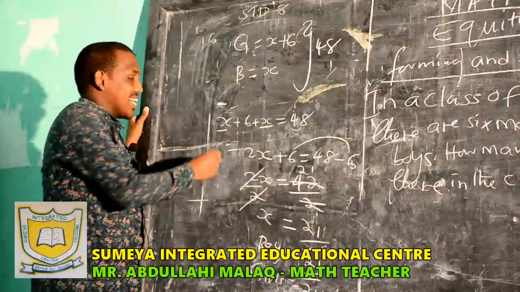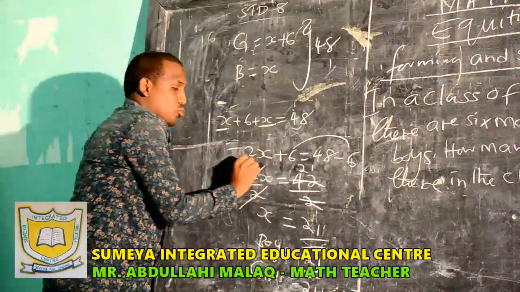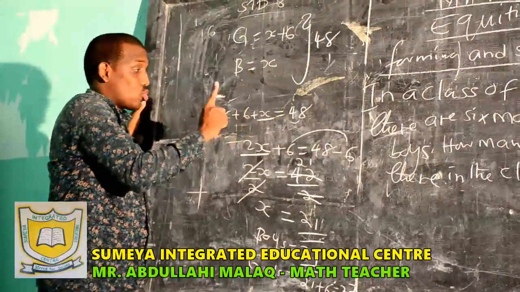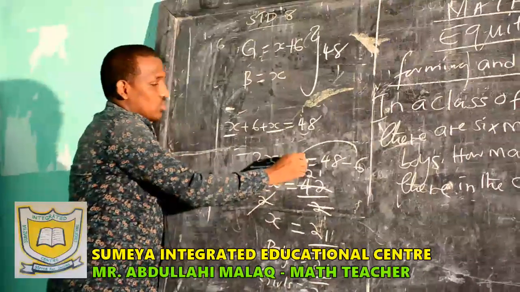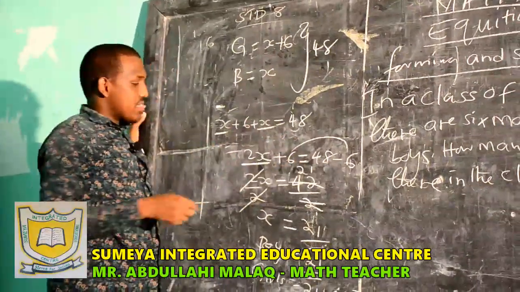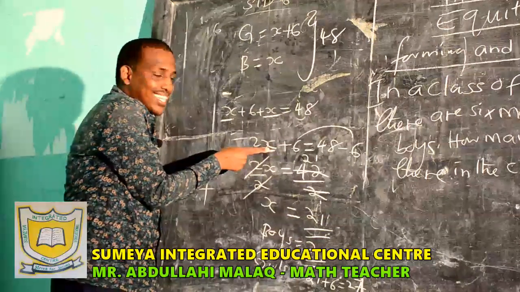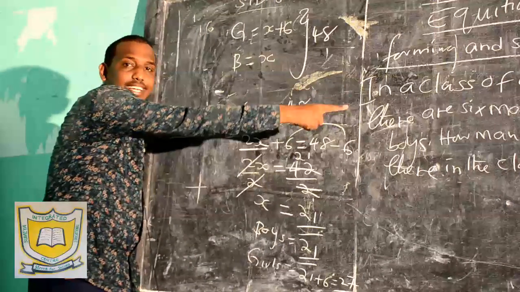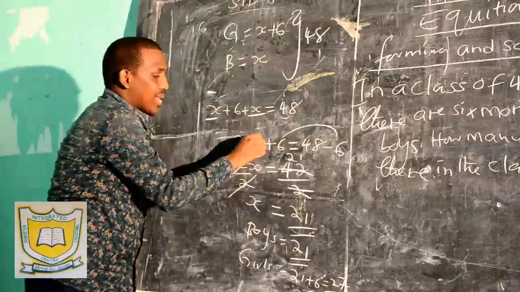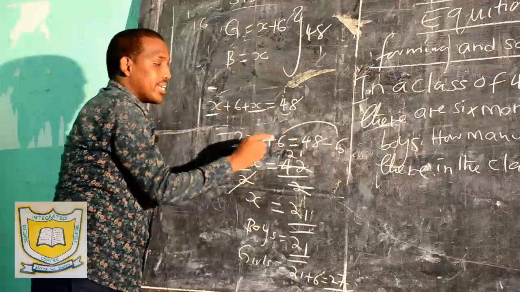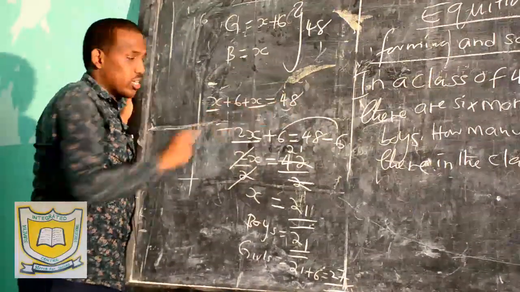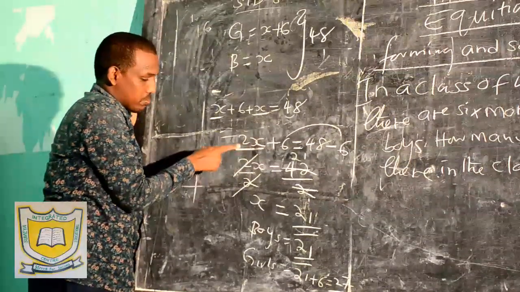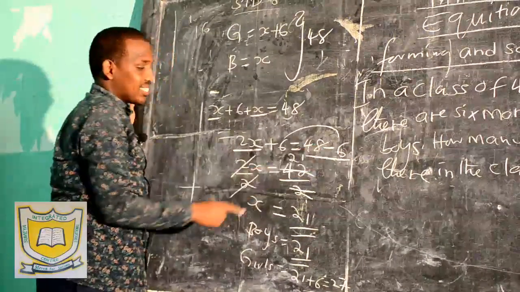Now we add the letters. X plus x, we have 2x. Plus 6, remember this one remains the way it is because there's no letter. Plus 6 is equal to the total 48. Here this one has an x and this one has no letter. So what will happen now? The one which has no letter will immediately migrate to the other side. So here is plus 6. When it moves to the other side, it will become minus 6. The sign will change. So 48 minus 6 becomes 42. So 2x is equal to 42.